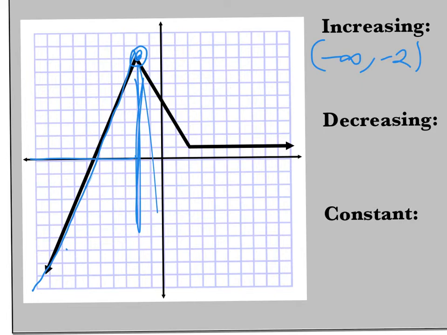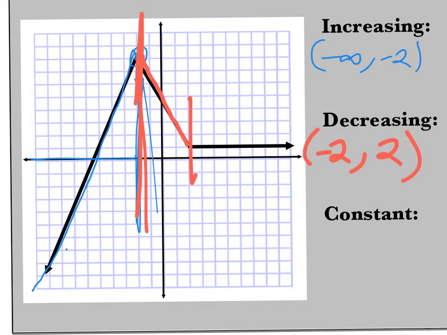Then decreasing. At that x equals -2, that same x value where we stopped increasing, that's where we start decreasing. So we start decreasing here at -2, and we decrease all along this line right here until we get to +2. Once x equals +2, we stop going down. We hit that level slope on the bottom. So from -2 to +2, it is decreasing.